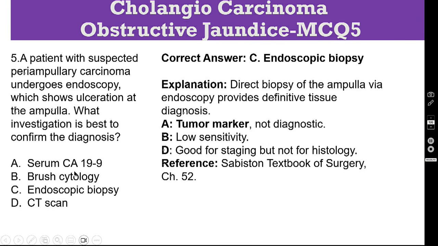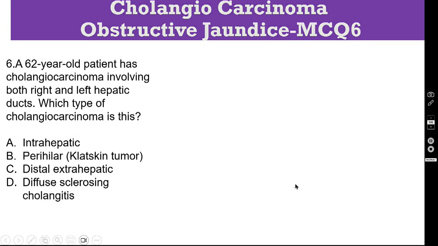And serum CA19-9 is a tumor marker which is not a diagnostic test. The brush cytology has low sensitivity, so B is also incorrect. D is also incorrect, CT scan. It is good for staging, but not for histology or for diagnosis. Reference: Sabiston Textbook of Surgery, Chapter 52.